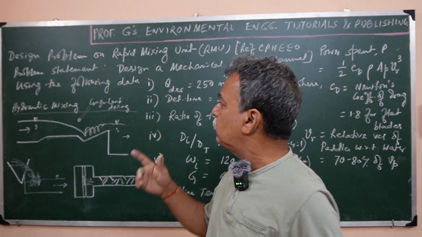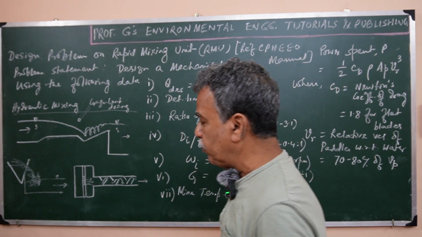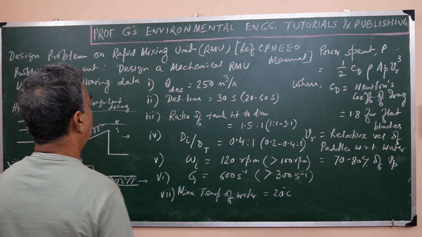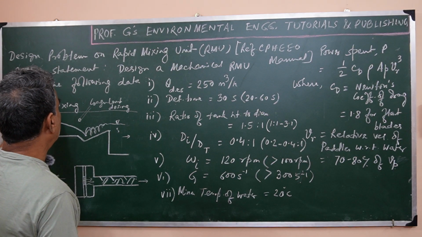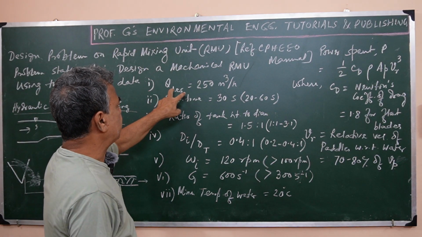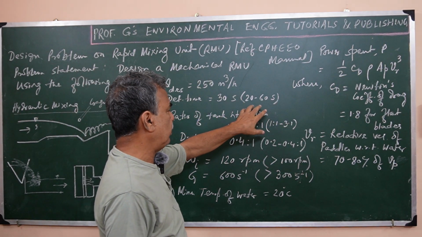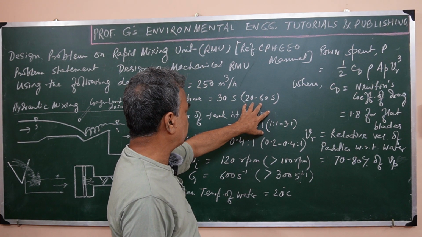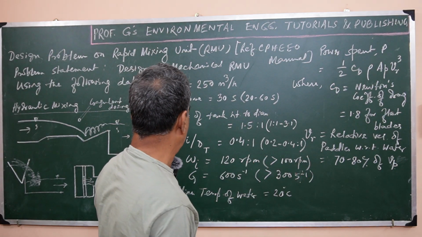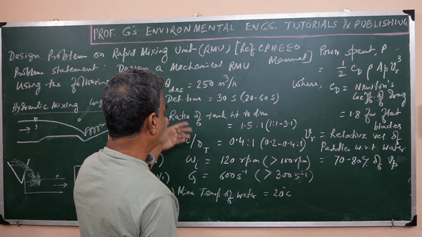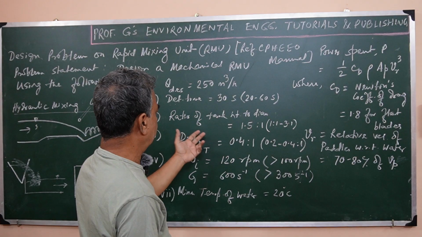So through this typical problem taken from the CPHEEO Manual, the problem statement is: design a mechanical RMU, meaning rapid mixing unit, using the following data. Here the design flow is given, and the detention period. In my last video I discussed these ranges, and in this particular problem the value is directly given.